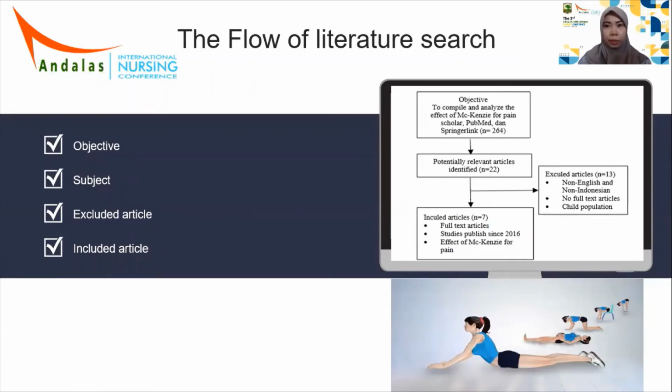The flow of the literature research. The objective is to compare and analyze the effect of McKenzie for pain in Scholar, PubMed, and Springerlink. We found 216 articles, and potentially relevant articles identified were 22. So excluded articles were 13. They were non-English or non-Indonesian, had no full-text article, or were on a child population. So we use 7 articles with full text, studies published since 2016, on the effect of McKenzie.